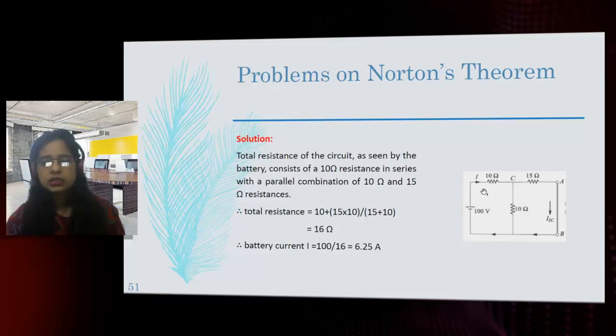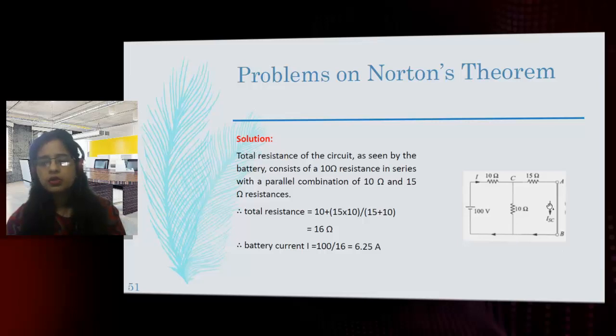Now the total resistance is 16 ohm and the voltage is 100 volt, so the current flowing will be 100 by 16. The battery gives a current of I, which is equal to 100 by 16, so it is coming as 6.25. This is this current and not this current. Our aim is to find out ISC. So for finding out ISC, we'll divide this current using the current divider rule.